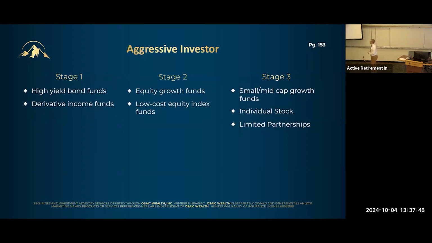Stage three is where we'll see the most volatile stuff you'll ever see in the portfolios. That's going to happen in stage three of an aggressive investor. This is where you're going to see small and mid-cap growth funds, individual stocks, limited partnerships, REITs, anything that is way too risky for any other purpose. It's going to go right here.